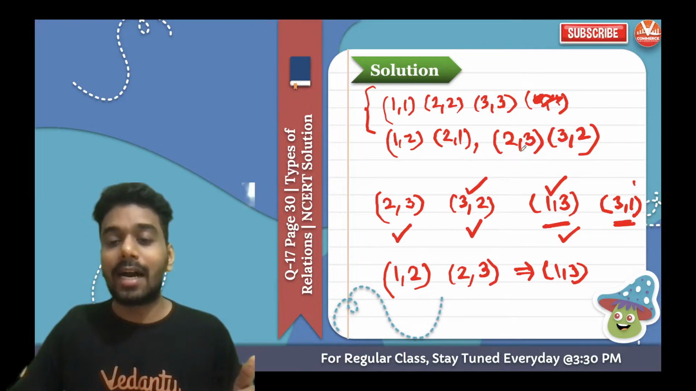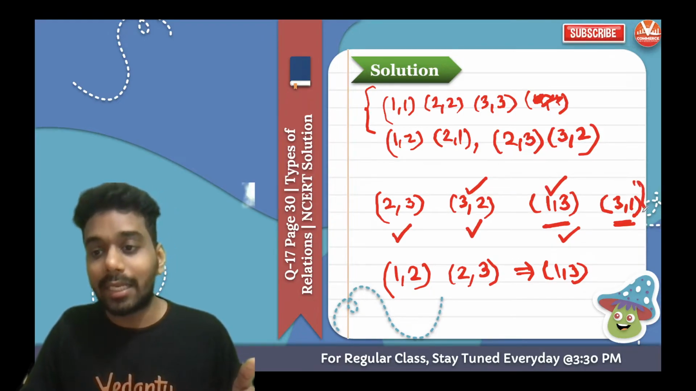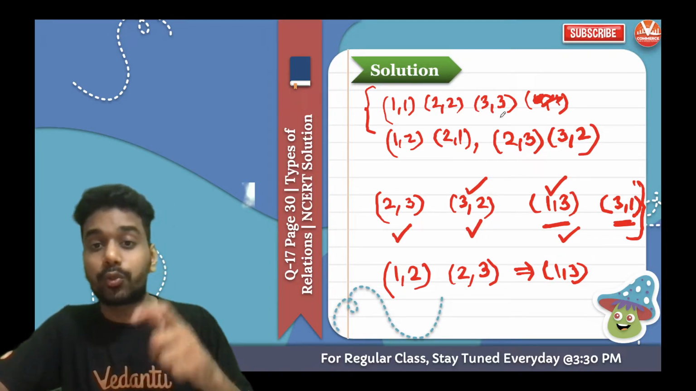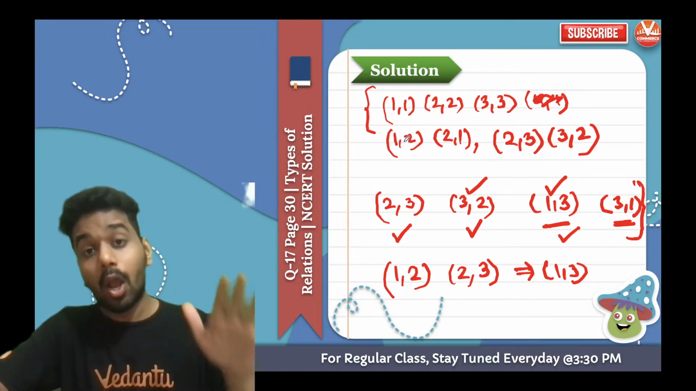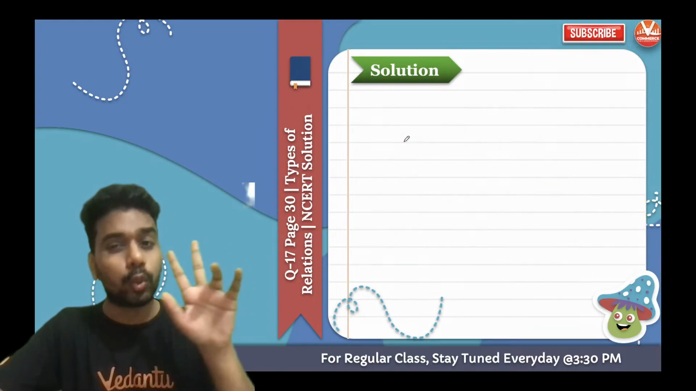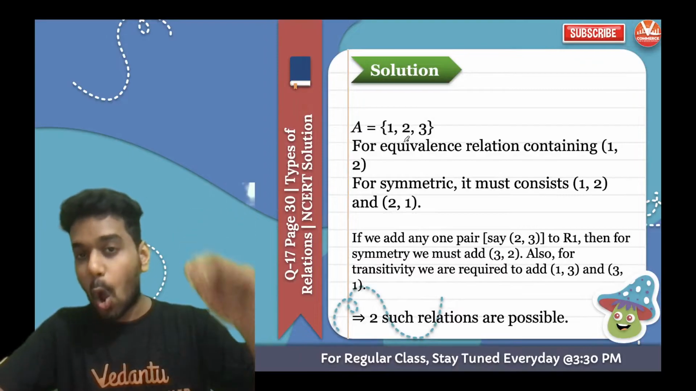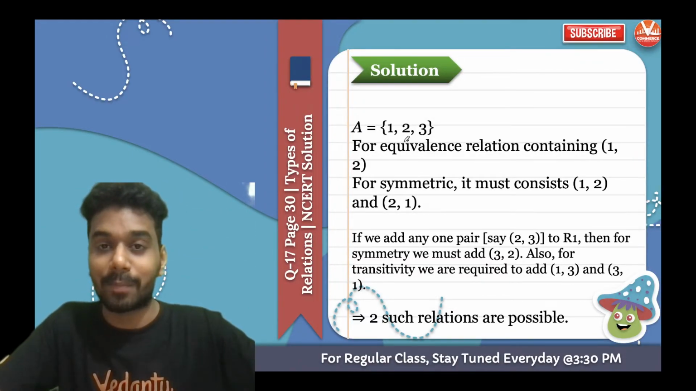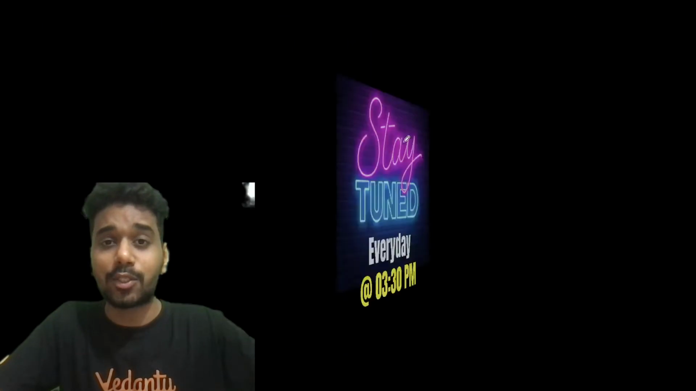So basically we are saying either this relation which has 1 1, 2 2, 3 3, 1 2, 2 1 only, or all the ordered pairs. So basically you will have two equivalence relations on this set A, which has the three elements 1, 2, 3. I hope guys you understand the solution.